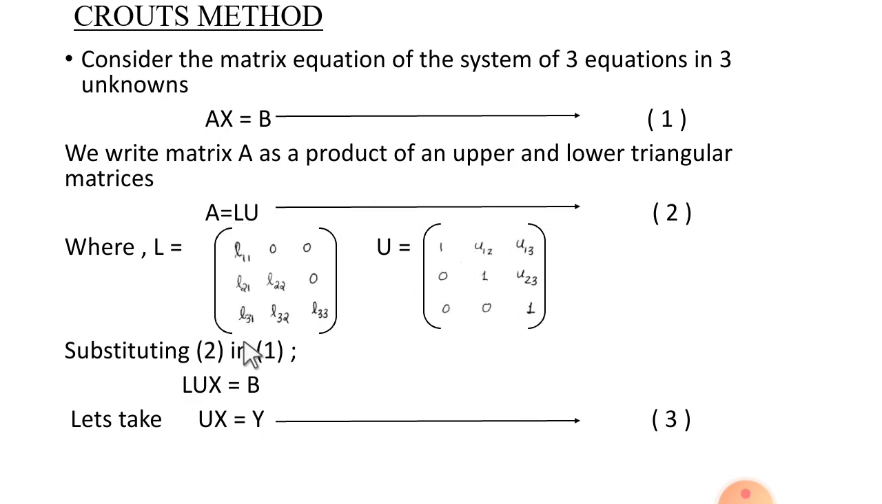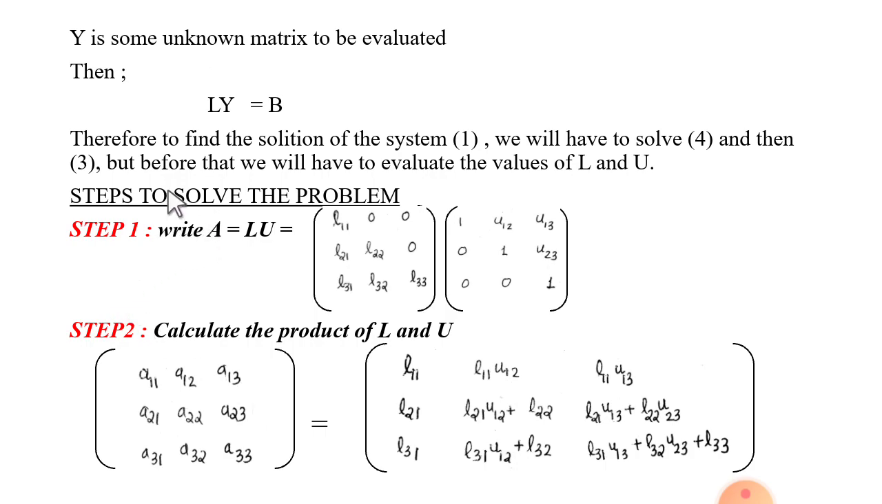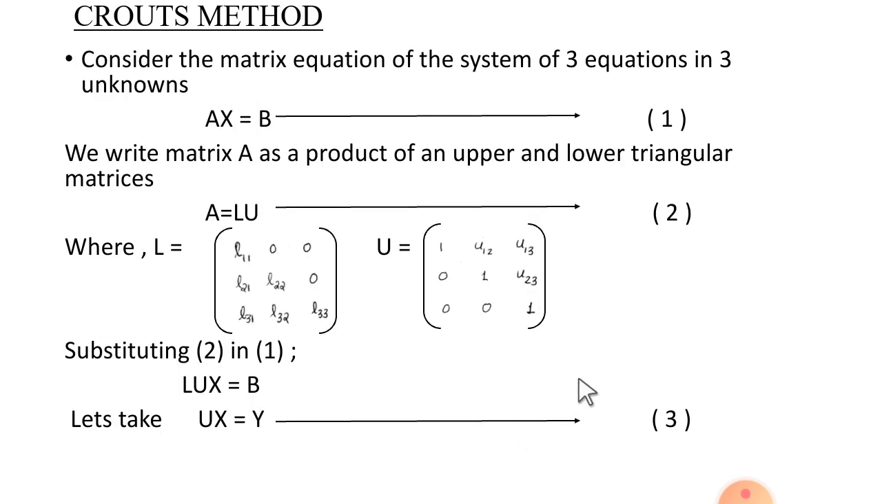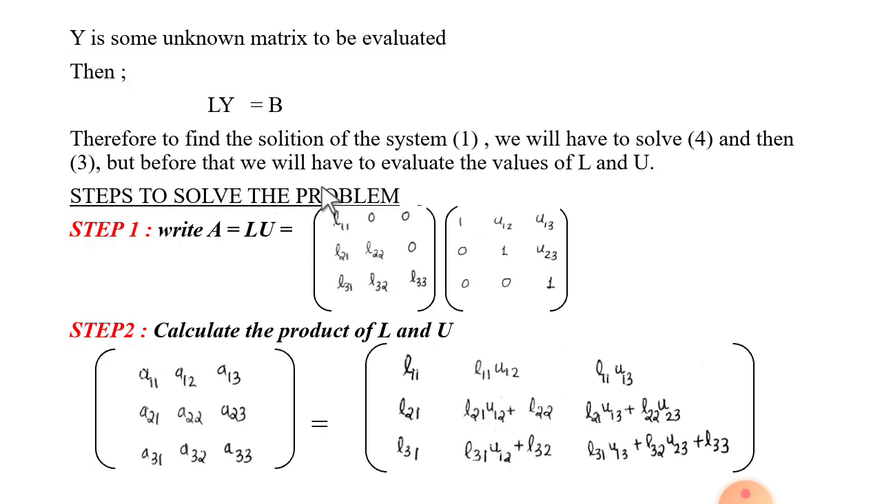Now, in order to solve this, you have to substitute equation 2 in equation 1. Then you will get LUx equal to B. And put Ux equal to Y. Then you will get Ly equal to B, where Y is some unknown, and put this as equation 4. Then to find the solution of system 1, we will have to solve equation 4 and then equation 3. But before that we will have to evaluate the values of L and U.